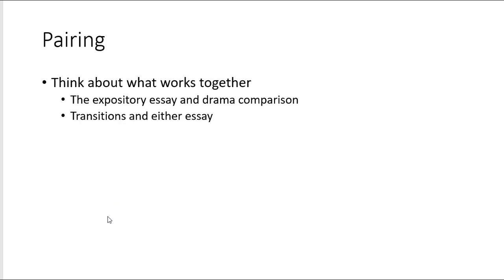So we need to think about what works together. To me, the expository essay and the drama comparison would work together because you could write an essay comparing the film and the play that you've read. Transitions could work with either essay and really need to be hit within that writing process.